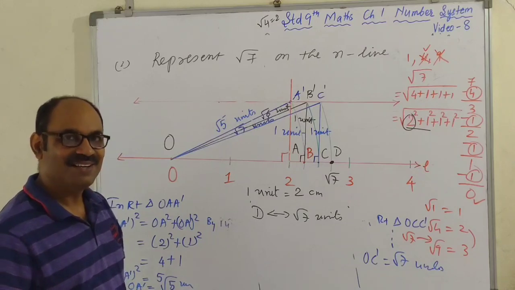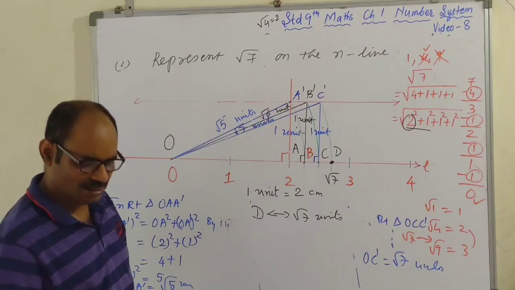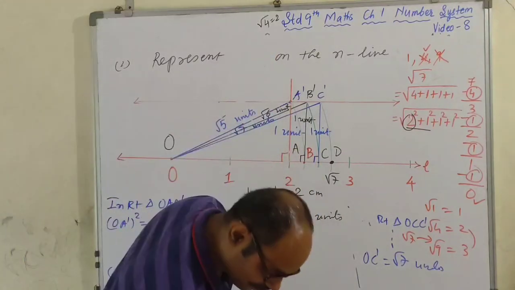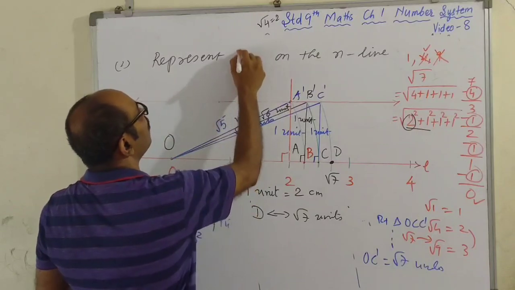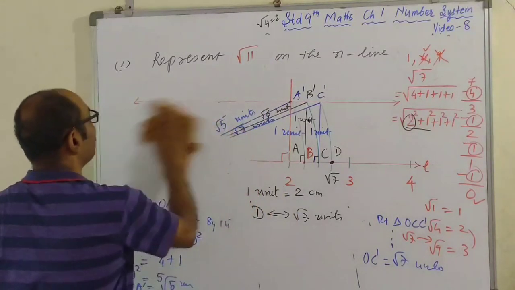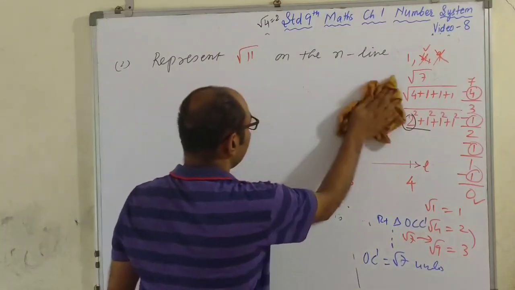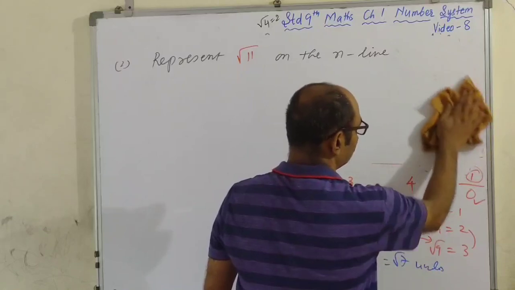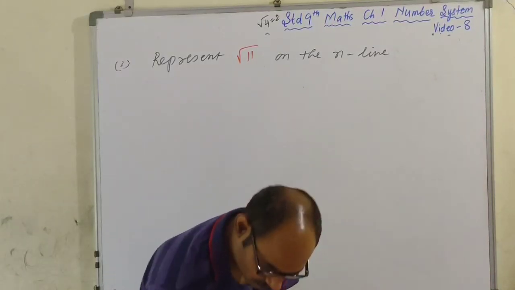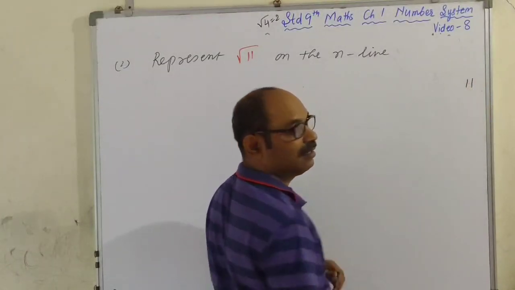Got it, children? Did you all understand? Should we see one more? Yes, we should. Okay, let's see. Root 11. Square root of 11. Only one number. So how to do it? Let's go, this time the number is 11.